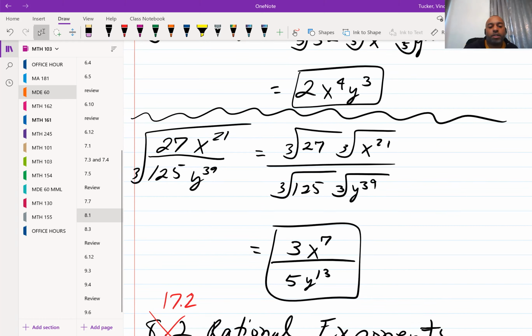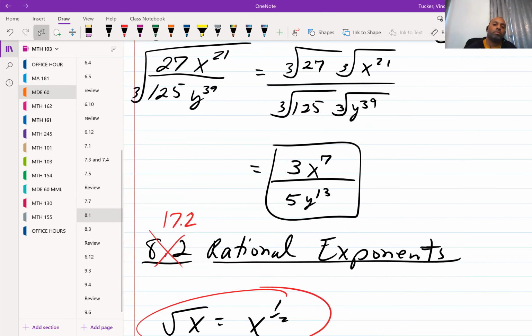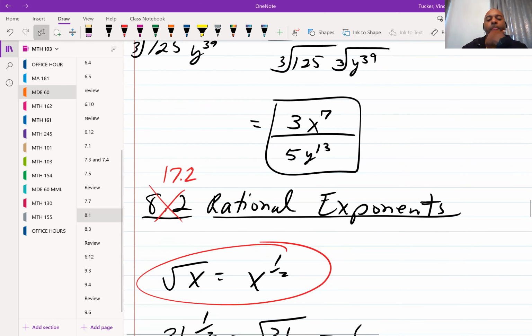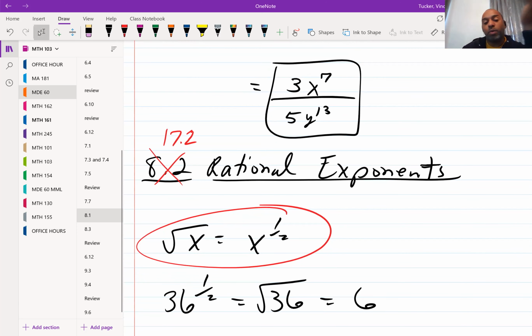Everybody good before we touch on 17.2? All right, 17.2, rational exponents. So if we lean more on this relationship of the square root is equal to the 1/2 power, and all the other relationships, cube root is the 1/3 power and so on.